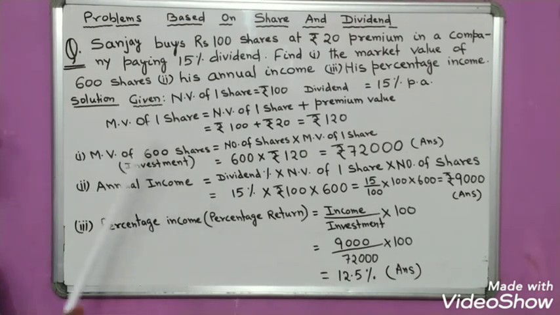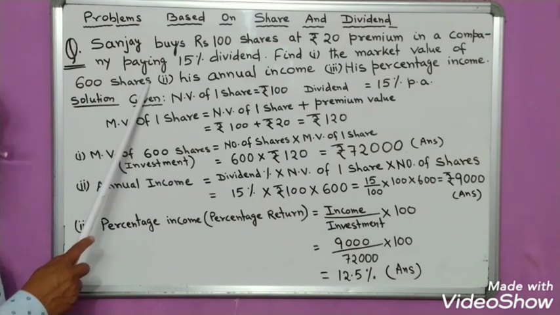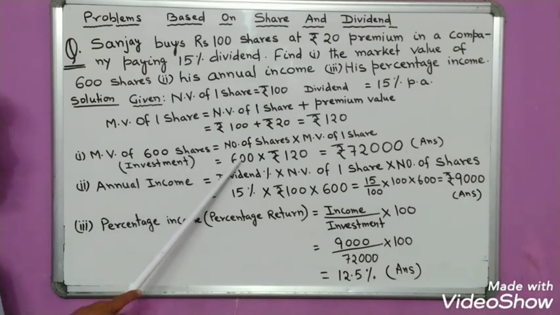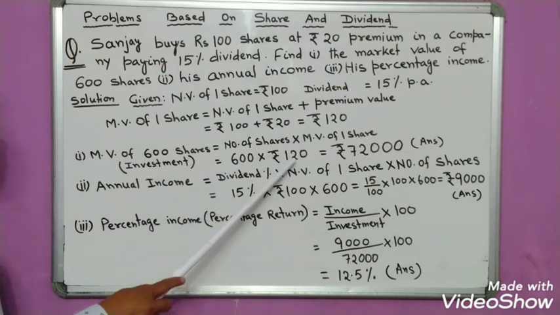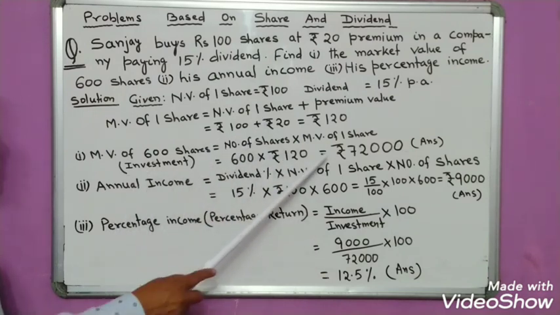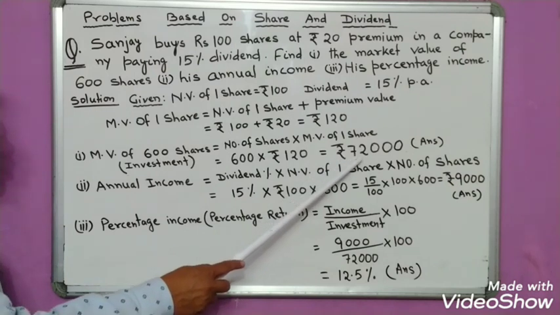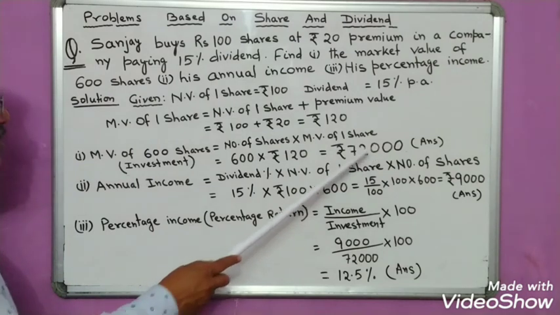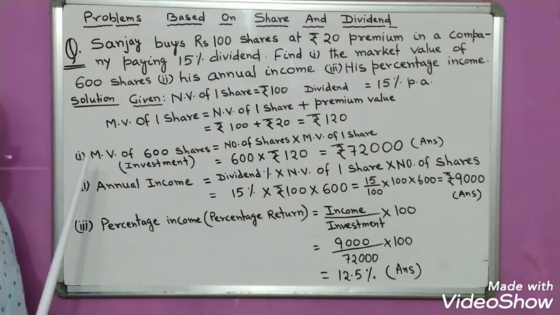Since Sanjay has purchased 600 shares as per the question, for buying 600 shares from the market, Sanjay has to invest 600 into 120 rupees per share. If you multiply this, you will come to know the investment of Sanjay, that is rupees 72,000. So this is the amount which Sanjay has invested for buying 600 shares.